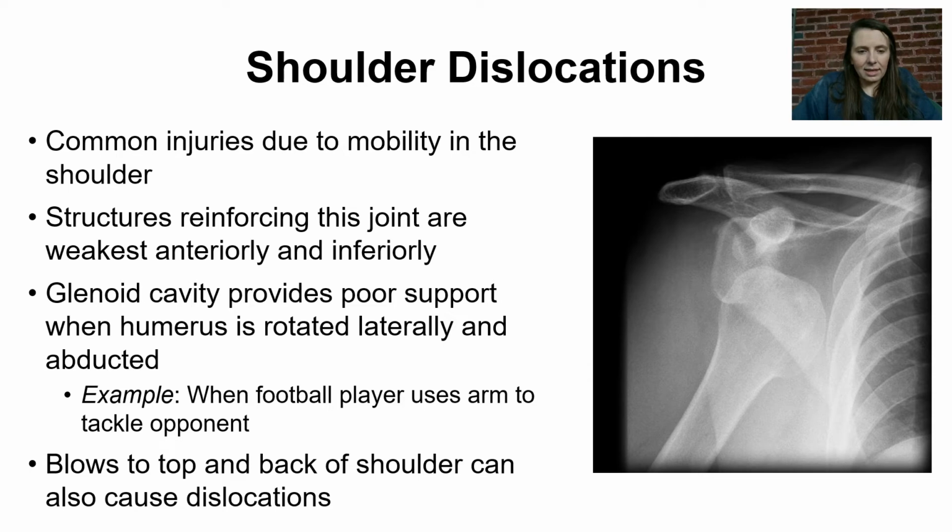And in addition to that, the shoulder can be dislocated by having blows to the top and the back of the shoulder. And so this picture is showing you a shoulder dislocation, and you can see the head of the humerus should be up just under the acromion, but instead it has slipped inferiorly and anteriorly. So inferiorly, downwards, and then anteriorly, more towards the front of the body. So here's just the picture of the shoulder dislocation.